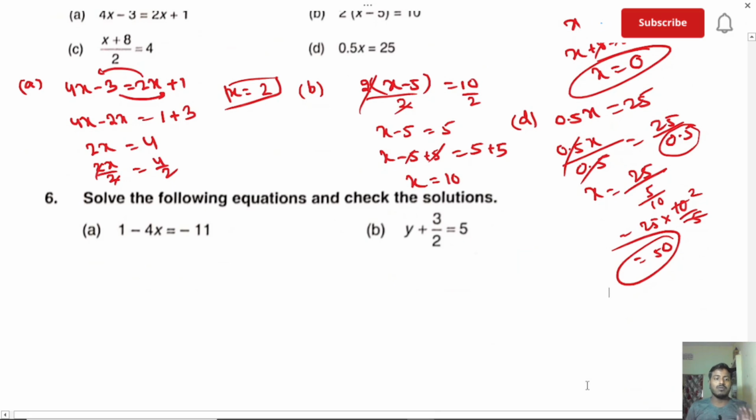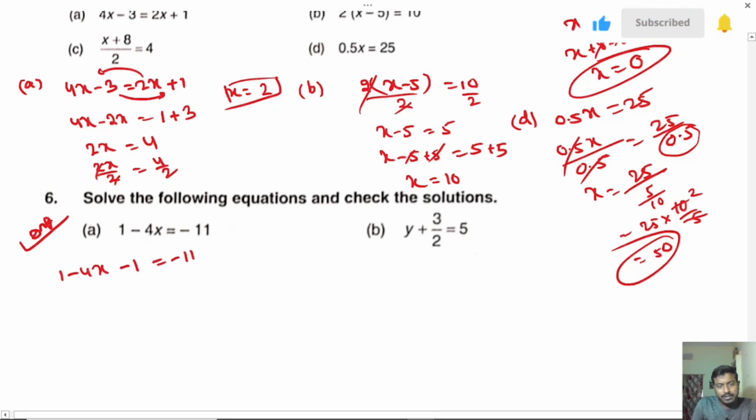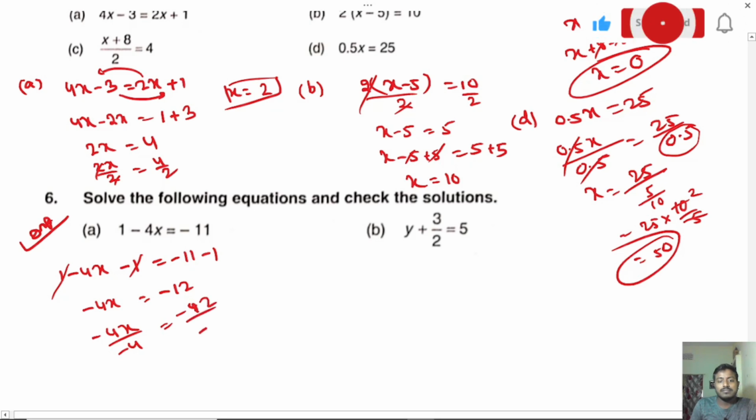Okay, now question number 6 is very important. Solve the questions and check the solution. First we can write 1 minus 4x minus 1 equal to minus 11 minus 1, because when we minus 1 then 1 and 1 cancel, so left side is minus 4x equal to minus 12. Now minus 4 will be divided on both sides, now x will cancel and minus 3 plus 3.